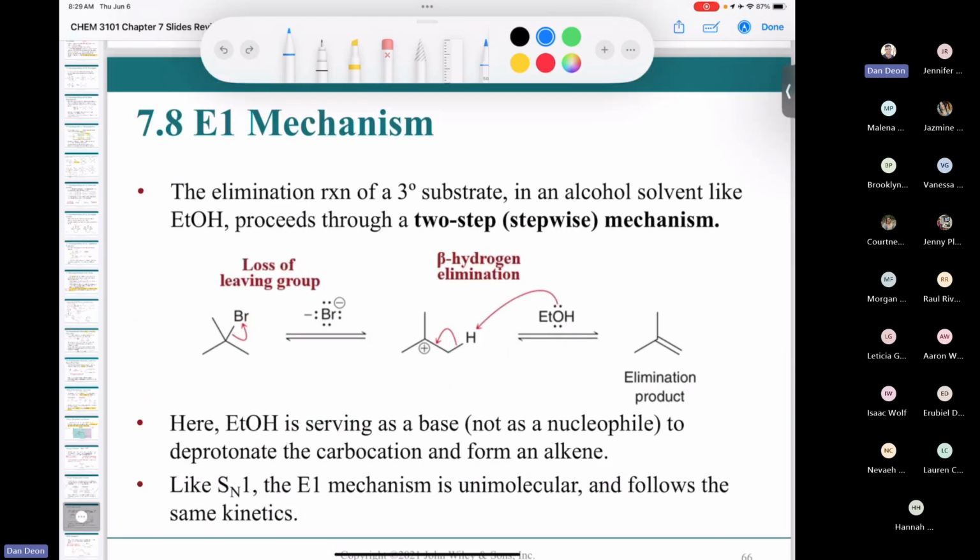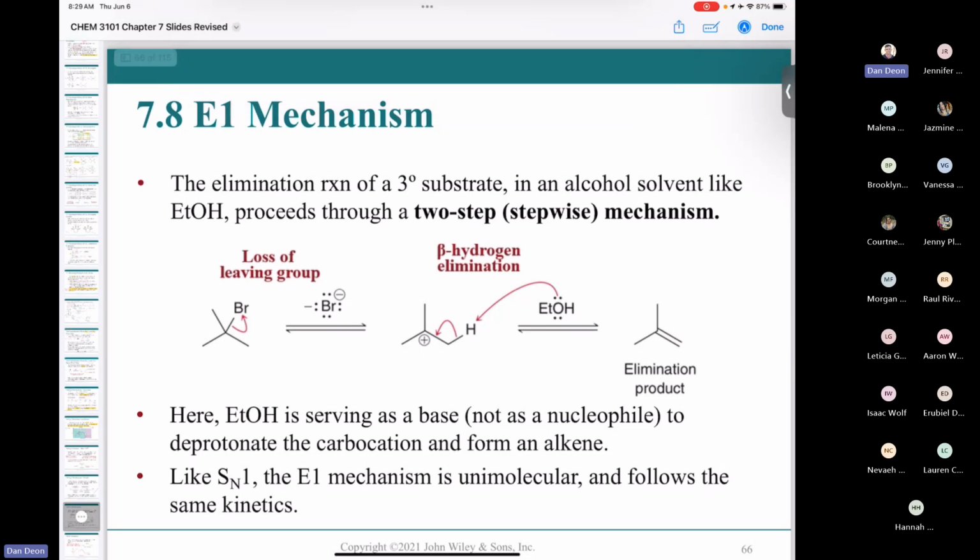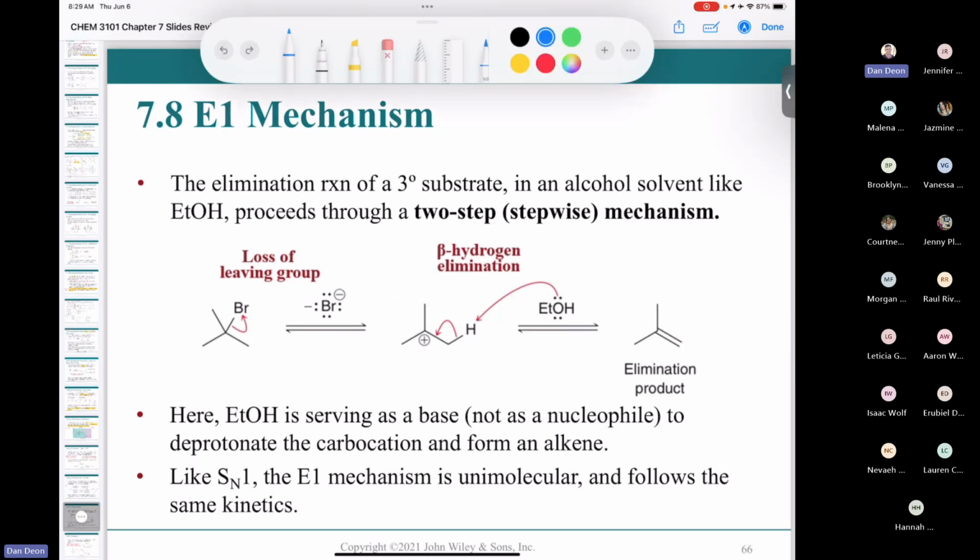So what about the E1? Now we've covered SN2, E2, and this morning, so far, SN1. So let's get into the E1 reaction. It says here, the elimination of a tertiary substrate in an alcohol solvent, like ethanol, proceeds through the same old two-step or stepwise mechanism. I'm repeating myself here, but we're learning the subject. So two steps, that's what I called one at a time. The first step is the loss of the leaving group, and the second step is the elimination of the beta hydrogen.